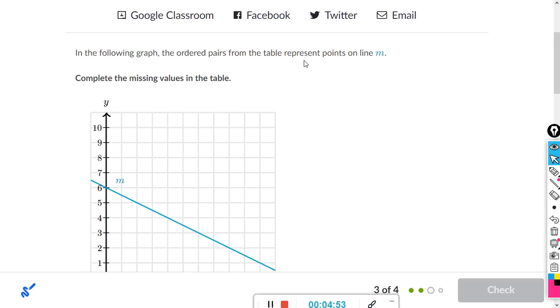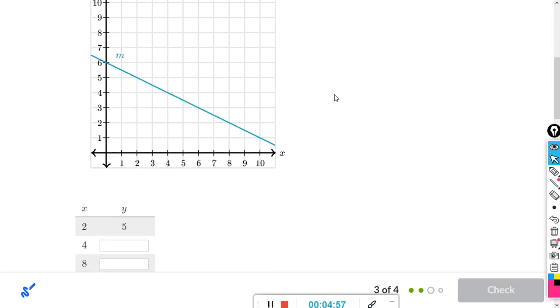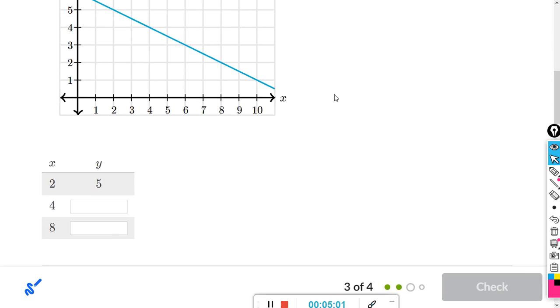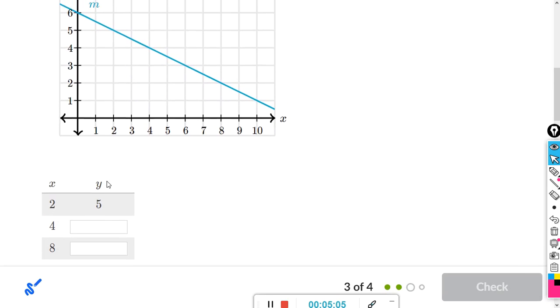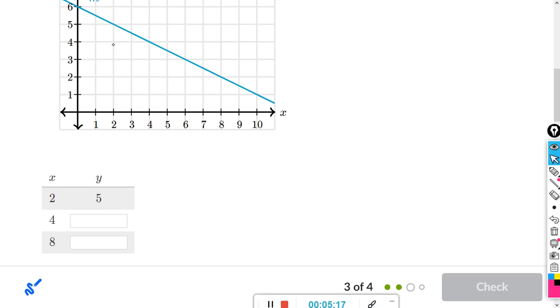Okay, in the following graph, the ordered pairs represent points on line M. Complete the missing values. All right, so they did the first one, X equals 2, Y equals 5. So just to prove it, here's x equals 2. If we trace it up to y equals 5, you can see it's right there. Okay, let's fill in the other ones.